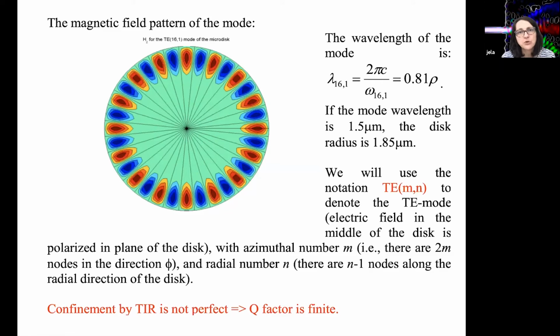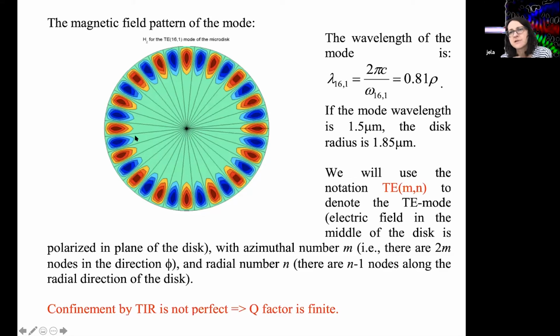My question for you is, here we solved it for the 16-1 mode. Let's say I ask you to plot the field pattern of the mode TE, let's say 25-7. What can you tell me about that mode? How would the field pattern look like? Would it not be symmetric anymore? TE 25-7, so what can you tell me about that mode? How would it look like?